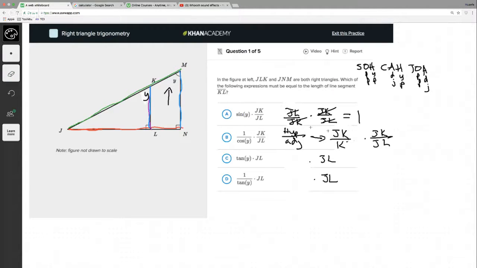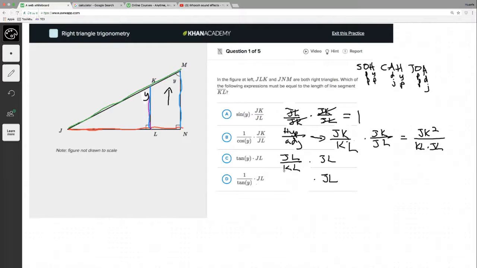And if we got KL here, this doesn't do any good. This is just JK squared over KL times JL. That's not getting us to KL. What about this guy? Tangent of y is, let's see, and we want the length of KL. What did I say? Tangent of y is opposite over adjacent. So JL over KL, right? Opposite over adjacent. This doesn't work either. This gets JL squared over KL.